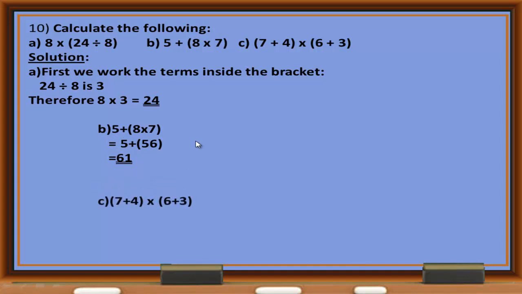C. 7 plus 4 times 6 plus 3. Therefore, we work first inside the bracket, that is BODMAS, which means first bracket, then multiplication, division, addition, subtraction. 7 plus 4 is 11 times 6 plus 3 is 9. 11 times 9 is 99.